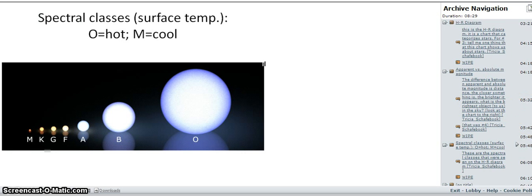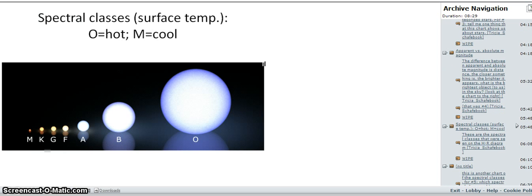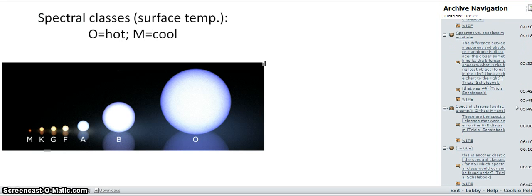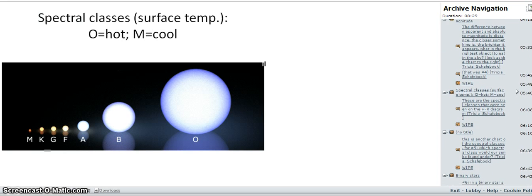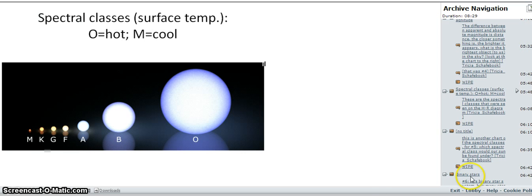These are spectral classes. This is one thing that is on the HR diagram. Your spectral classes are gauged by surface temperature. You'll notice this is hot, which is O. M is the coolest, which is red.